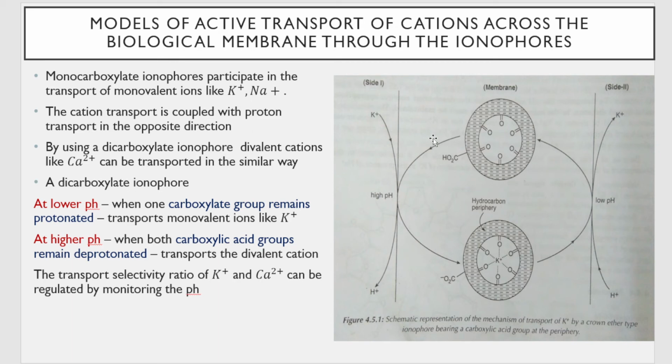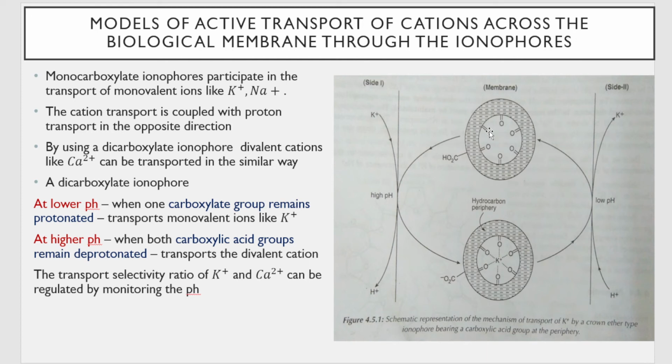Now, second point is cation transport is coupled with proton transport in the opposite direction. Let us understand this point by understanding this model. Now, what is this? This is a monocarboxylate ionophore, and they are telling us that as we transport the cation from one side to the another side, the H plus or the proton is transported from the other side to this side. So if this is side 1 and side 2, if K plus is taken from side 1 to side 2, H plus ion is taken from side 2 to side 1. How does this happen? Let us understand that with this model.